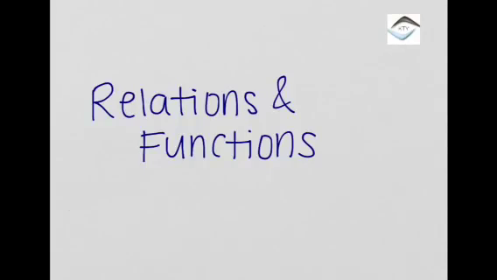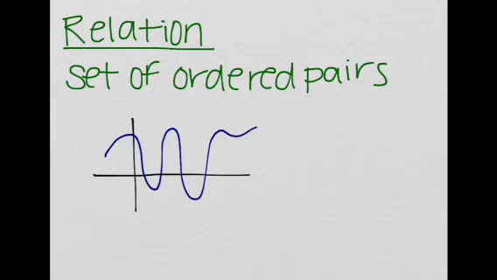Hi, today we're going to be talking about relations and functions. Let's get started. So a relation is a set of ordered pairs. So in the graph below, you can see that this graph is made out of a lot of ordered pairs. So this graph is a relation.